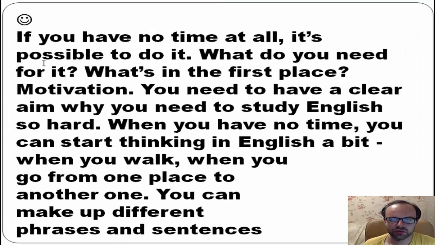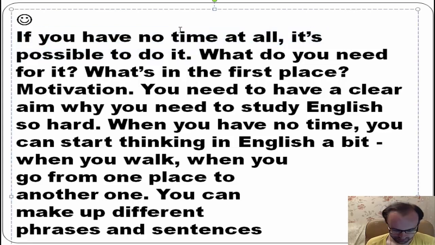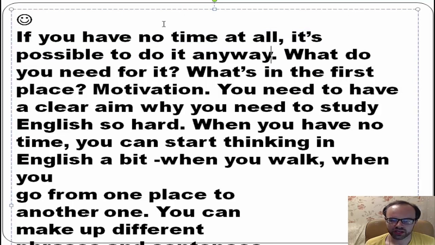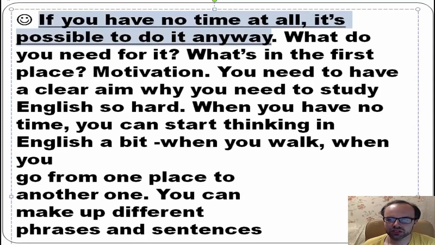And if you have no time at all, it's possible to do it anyway. Okay, you have no time, or you have little free time, but it isn't a problem. What if you have no time at all? It's possible to do it anyway. So, what do you need for it? What's in the first place? What can help you do it? It's motivation, something which motivates you.